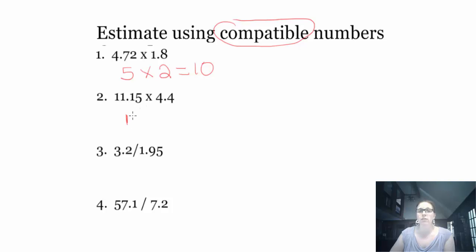Right here, 11.15, that would round or stay the same at 11, and 4.4 would also stay the same. The whole number will stay the same, so that's going to be 44.